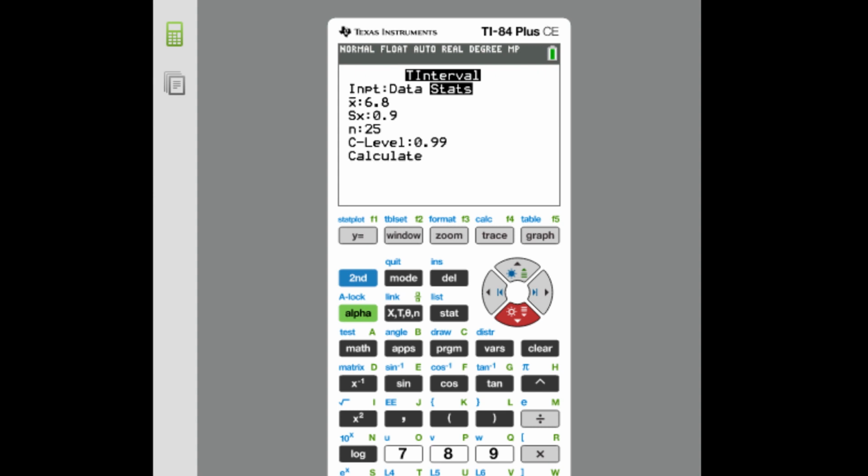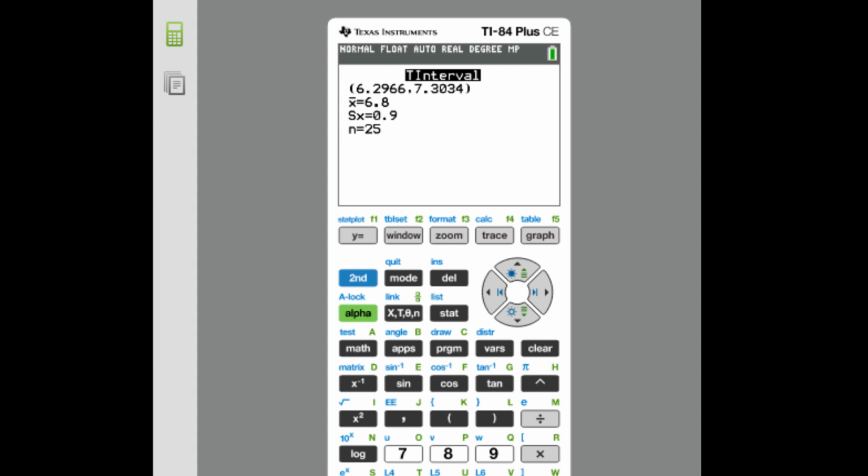That's all you do. Hit enter. What do you guys get? What's your final answer? Yes, 6.297 less than mu, less than 7.303. Notice the sample mean was 6.8. Sample standard deviation is 0.9. Sample size is 25. It's a small sample.